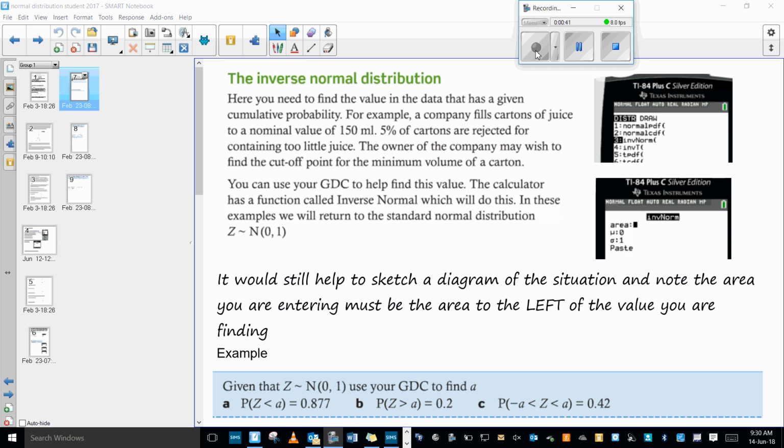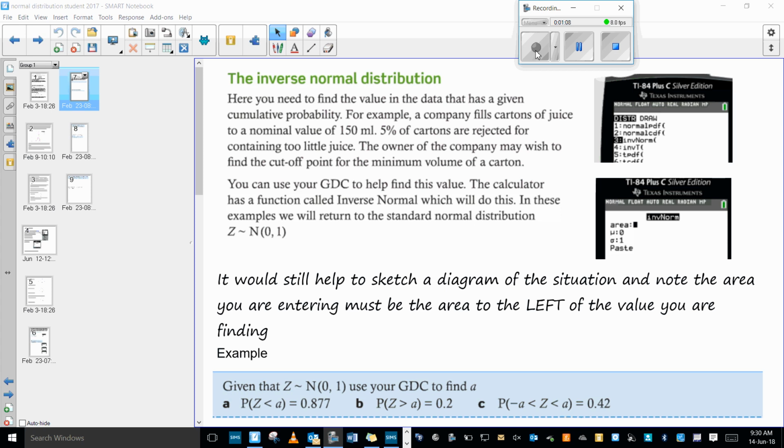So, I've said it's always handy to do a sketch still, because you know that if the decimal value they've given you is, for example, 0.73, it's more than half of the diagram. If it's only 0.024, it's less than half of the diagram. So have that in your mind when you're doing it.